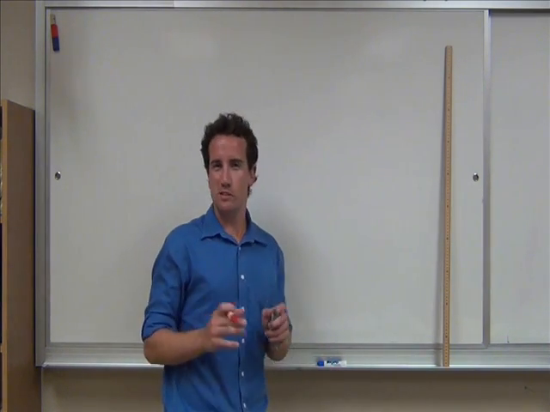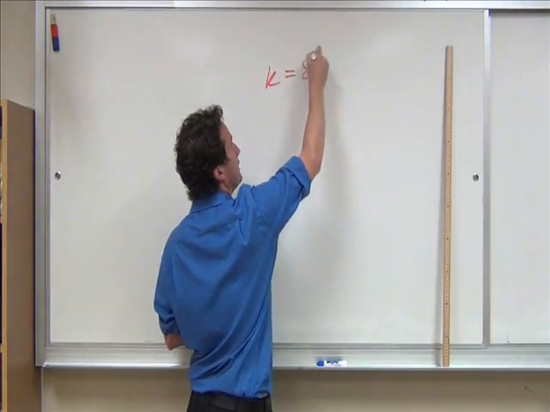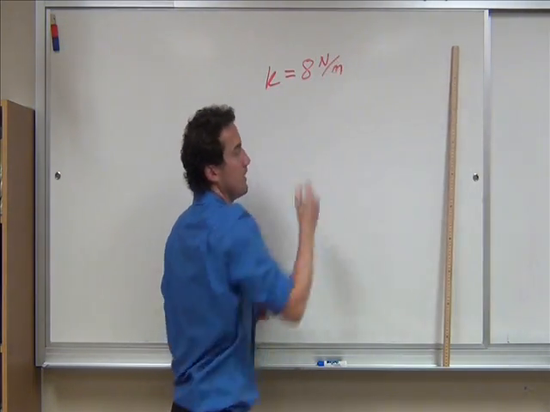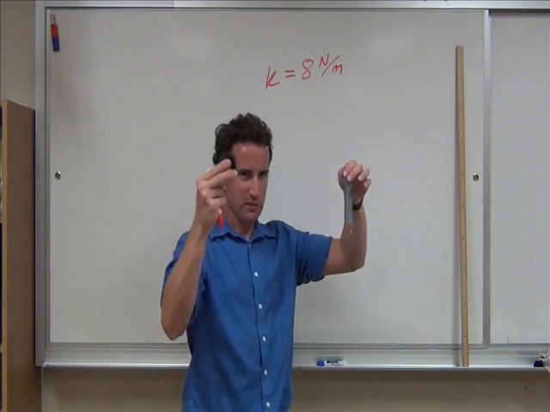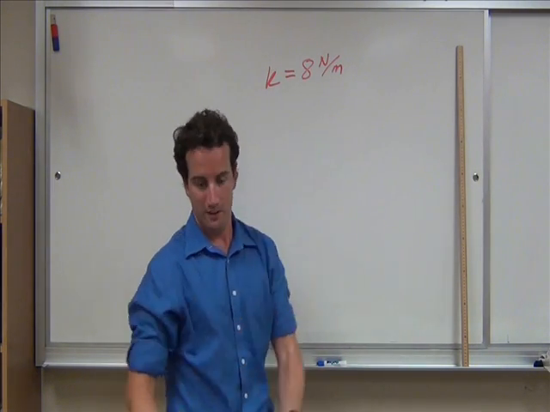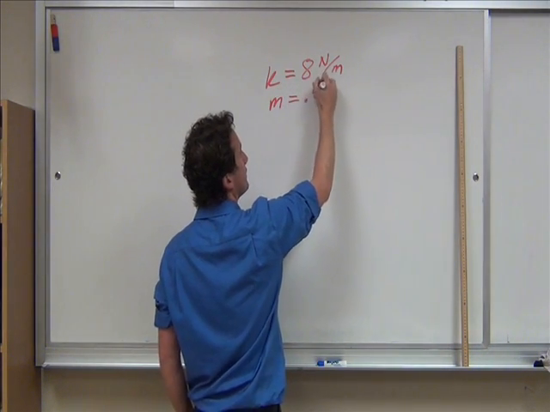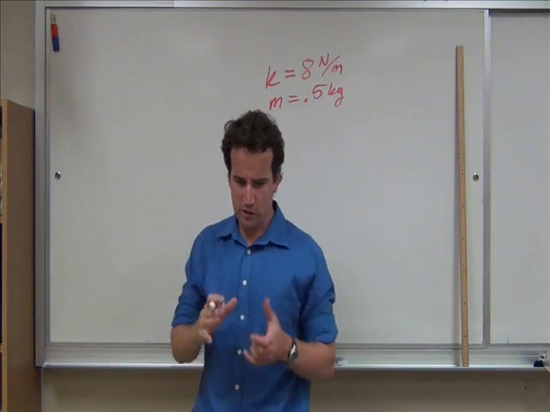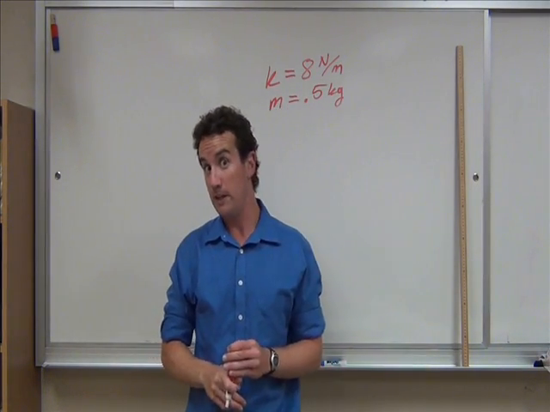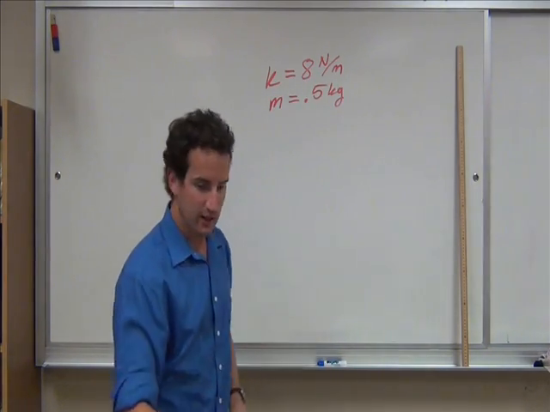As a warm-up, let's start with a simple spring of spring constant k equals 8 newtons per meter. And I'm going to hang from it a ½ kilogram mass, m equals 0.5 kilograms. And the question is, how far will the spring stretch from me hanging that mass? How far will it be extended?